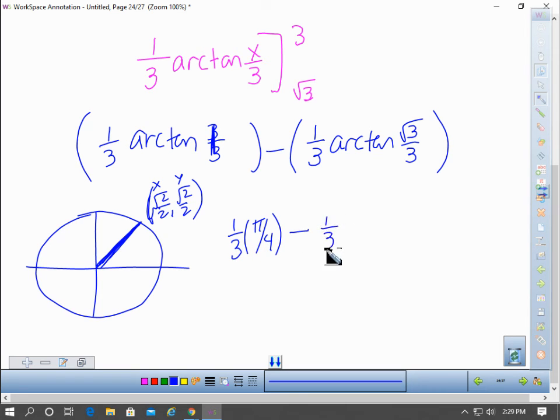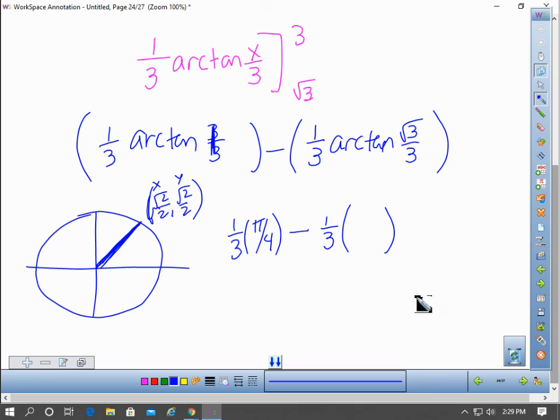Minus, and now we've got 1/3 times whatever answer we're going to get for this one. All right, so now we have to think: where on the unit circle do you get a tangent? When you calculate the tangent, you get an answer of radical 3 over 3. Okay, so that's what we need to figure out. Where do you get the answer radical 3 over 3?